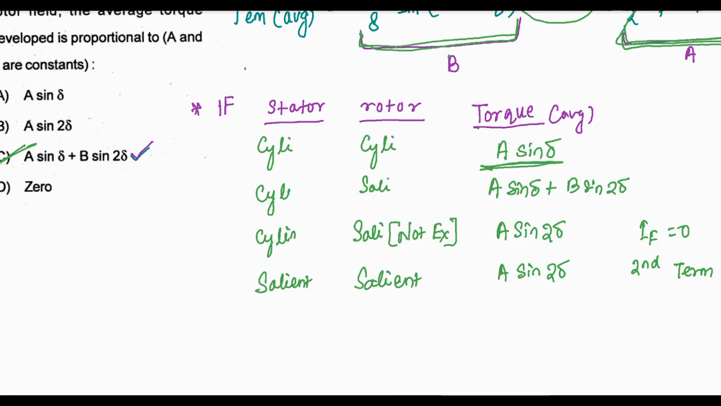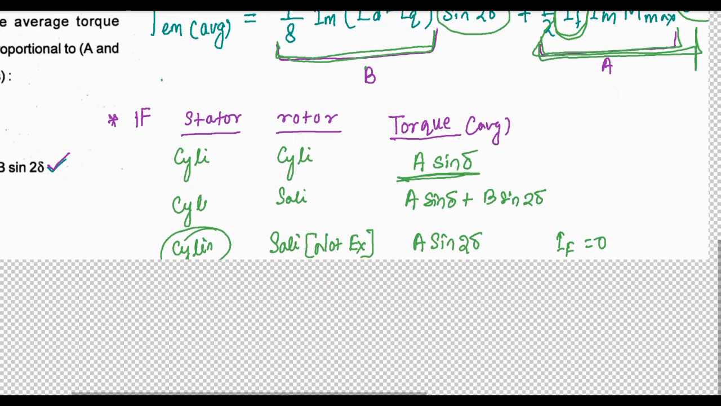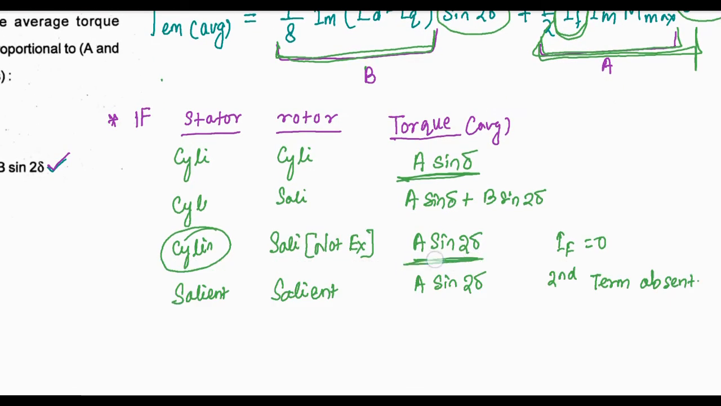If the stator is cylindrical and the rotor is salient type, as given, it is A sin delta plus B sin 2 delta. If the stator is cylindrical, the rotor is salient type, but excitation current is not given, then what will happen? Here there is an IF term, this will be 0, so only the sin 2 delta term will be present. So if both stator and rotor are salient pole, then this will also be A sin 2 delta.